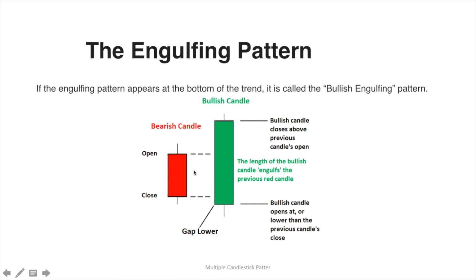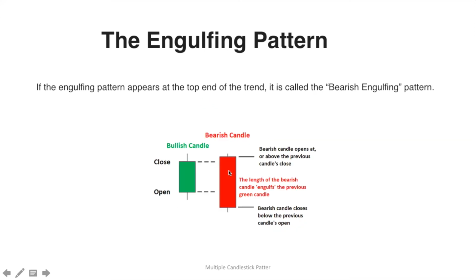The second candle engulfs the first candle, meaning the open and close of the second candle are, as shown in the figure, such that the close of this candle is higher than the open of the previous candle and the open of this candle is lower than the close of the previous candle. So this is called a bullish engulfing pattern.